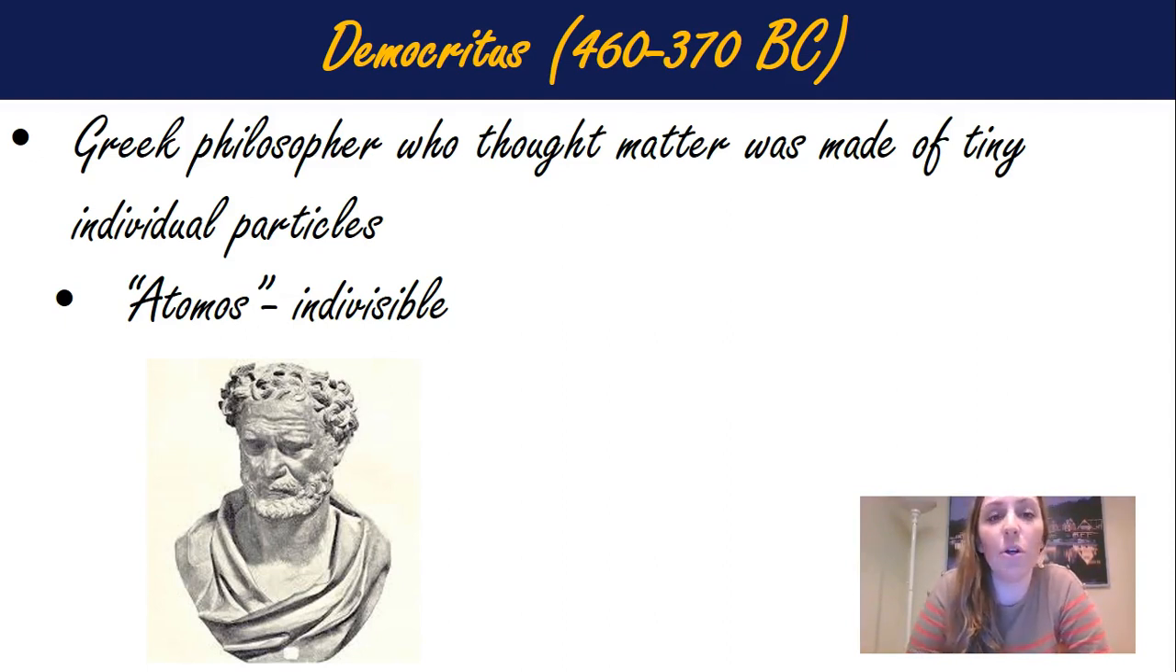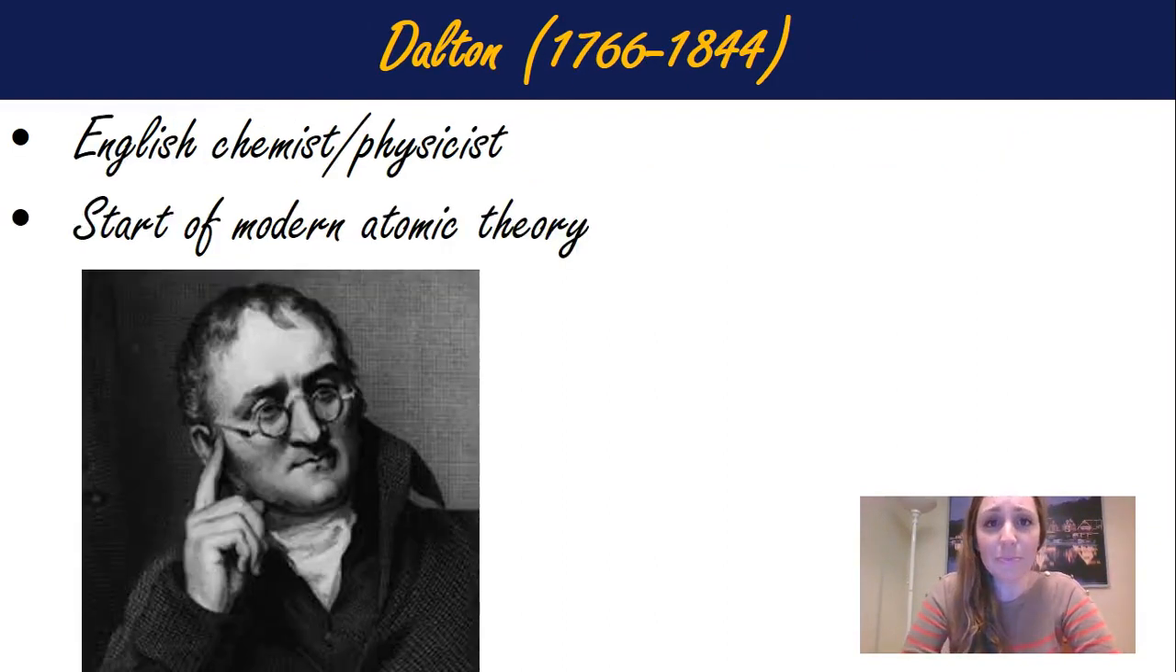So it was really easy for later Greek philosophers to come up with other things that weren't actually atoms. They made up things that didn't exist. So Democritus was actually pretty close to the truth, but since he didn't really have any science to back it up, people didn't really continue to believe him. Until 1766, John Dalton was born, and then he was an English chemist and physicist, and he's considered the first person to start the true atomic modern theory.